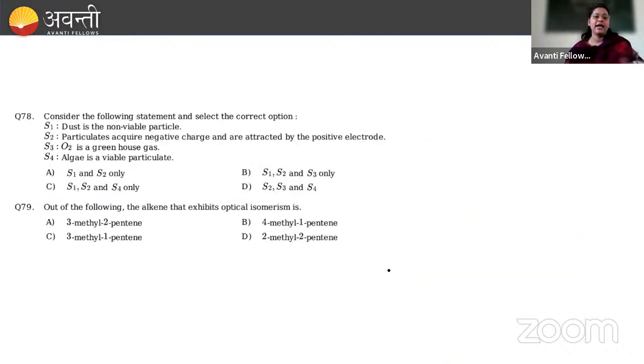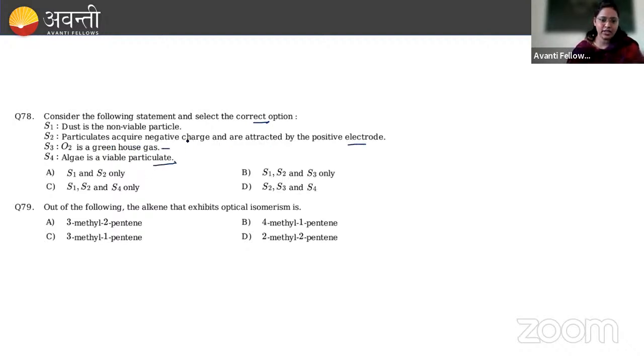Right? Next, 78. Consider the following statements and select the correct option. So here S1, S2, S3, S4, these are 4 statements given and we need to consider the correct option. So dust is a non-viable particle. Particulates acquire negative charge and are attracted by positive electrodes. O2 is a greenhouse gas and algae is a viable particulate.